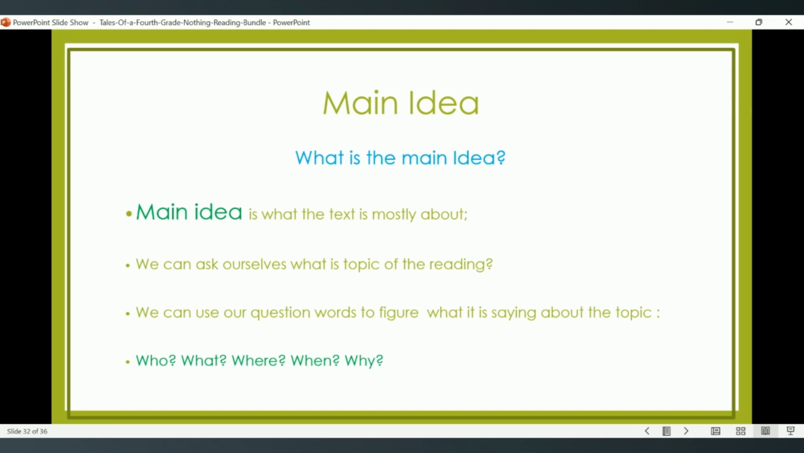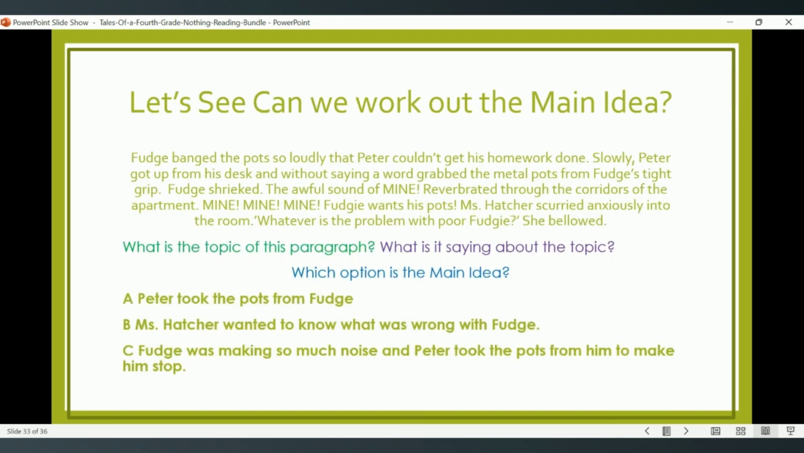So the main idea is what the text is mostly about. So we have a topic and then what it's saying about the topic. And again, you can put this up on the board if it's helpful. It's a section of the text, and we're talking about what is the topic of the paragraph, what is it saying about the topic, what option is the main idea here.